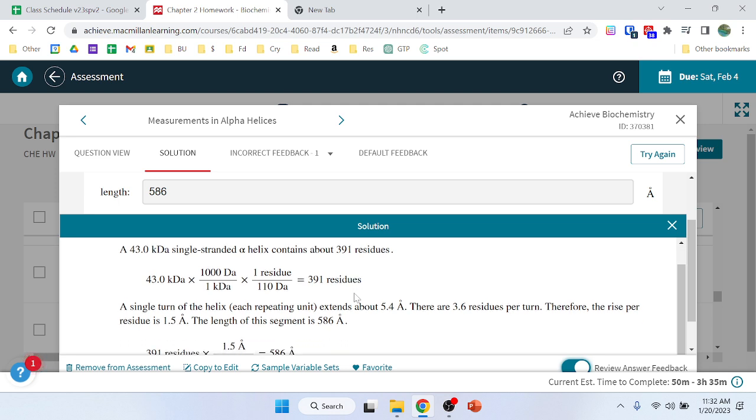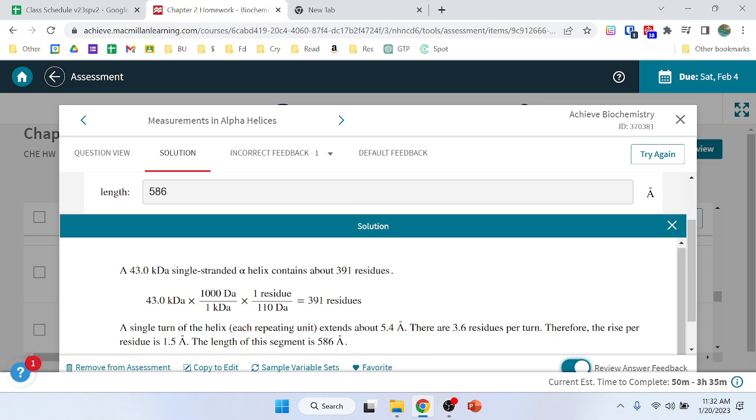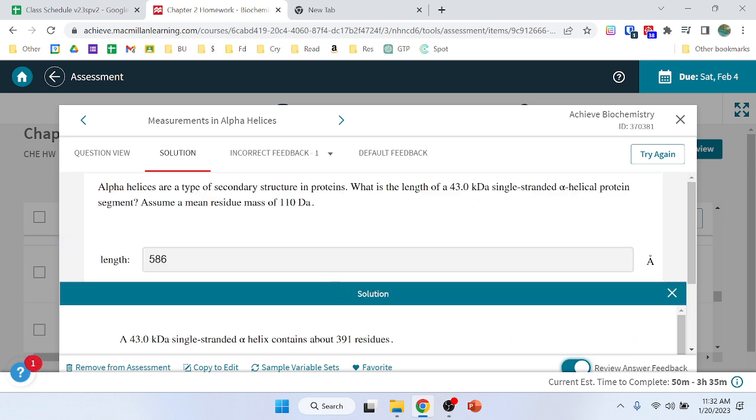And that was just pulled from the stuff they gave us. They gave us the kilodalton, and they gave 110 daltons here. And I just used that to figure out the number of residues. The important part is the residues are going to give you how many R groups there are, right? How many individual amino acids we're working with. Dalton is a mass measurement, if you're curious.